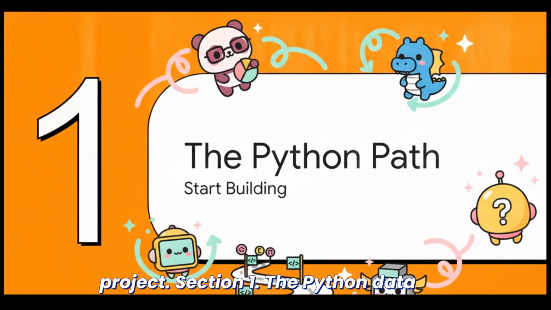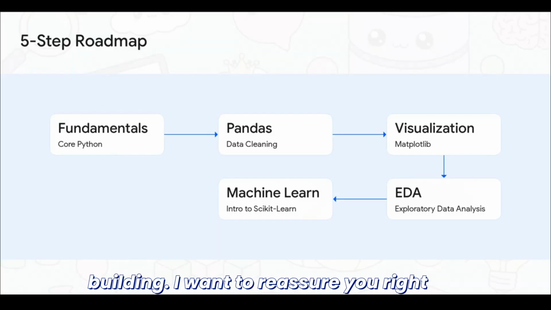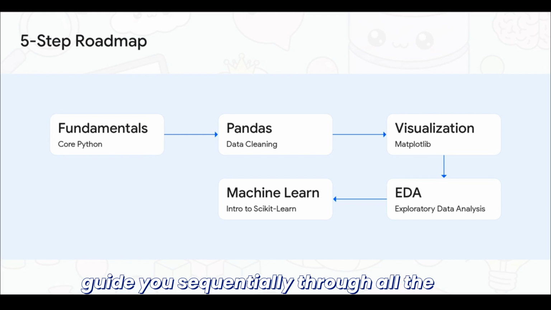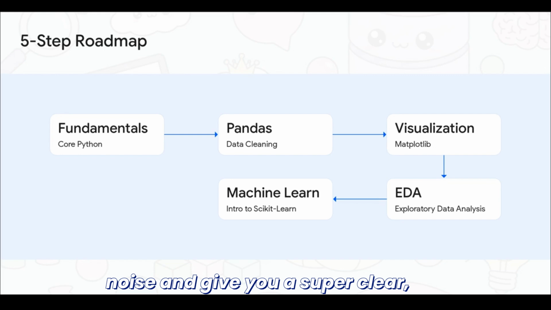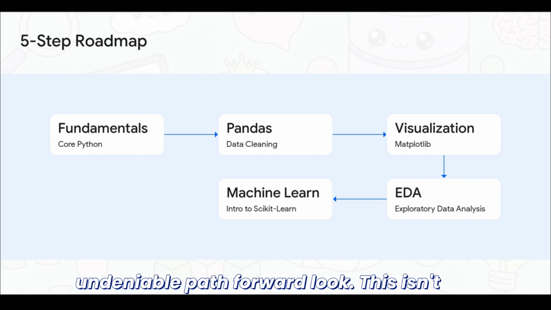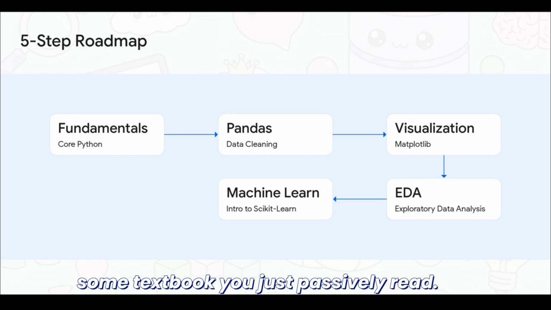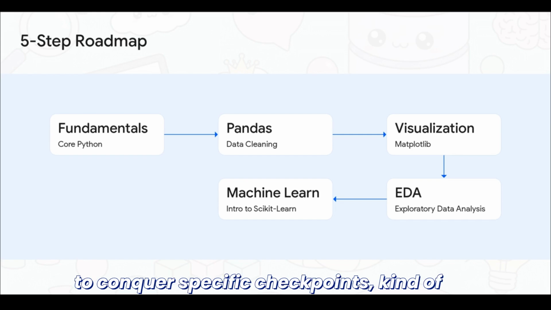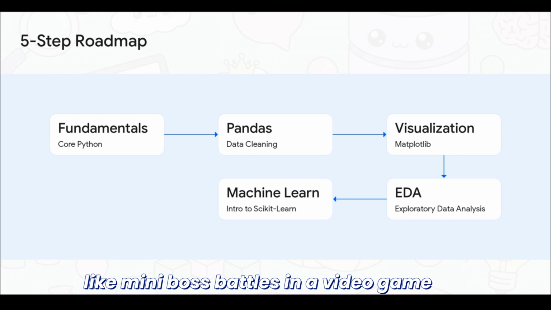Section 1. The Python Data Science Path. Stop reading, start building. I want to reassure you right out of the gate, this exact roadmap will guide you sequentially through all the noise and give you a super clear, undeniable path forward. Look, this isn't some textbook you just passively read. It's an active quest. You actually have to conquer specific checkpoints, kind of like mini boss battles in a video game before you're allowed to move forward.